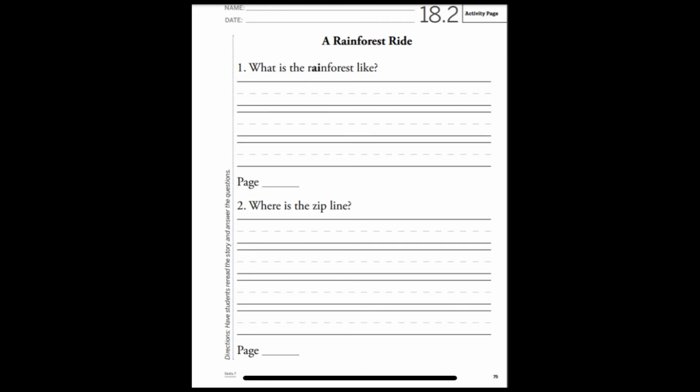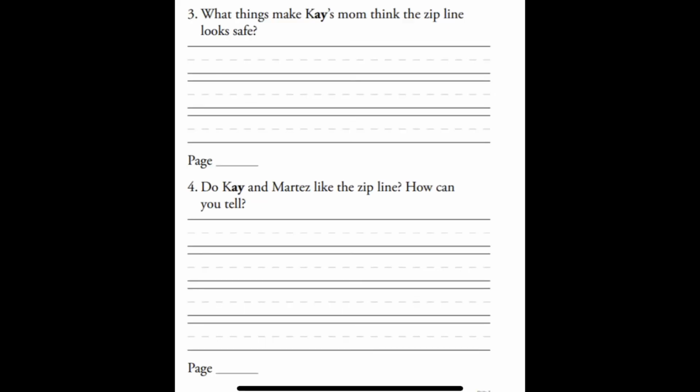Question 1, what is the rainforest like? So this question is a descriptive question. It's asking you to go back into the text and think about how you would describe what the rainforest looks like, sounds like, and feels like. Then you write your page number at the end when you're done. Question 2, where is the zip line? Again, another question you might know off the top of your head, or you can go back into the text. Then you write the page number.